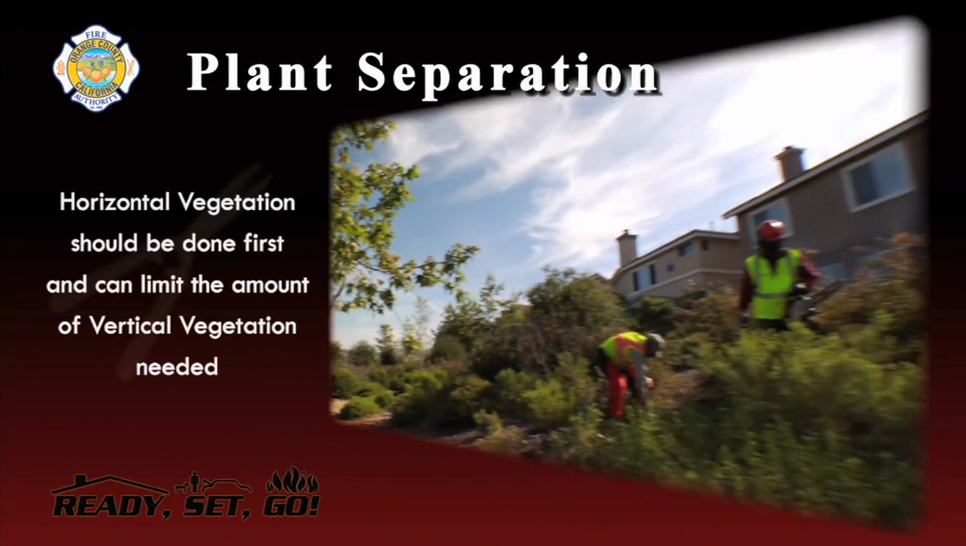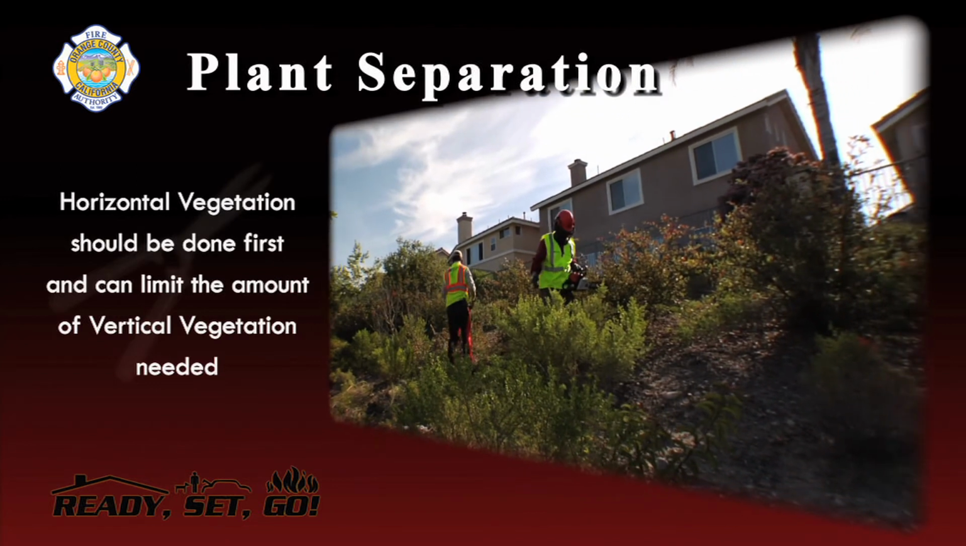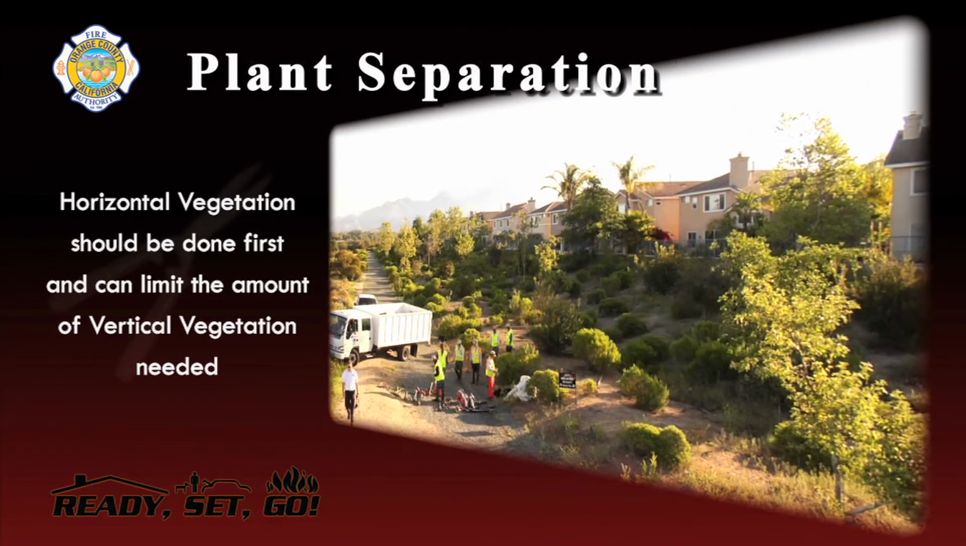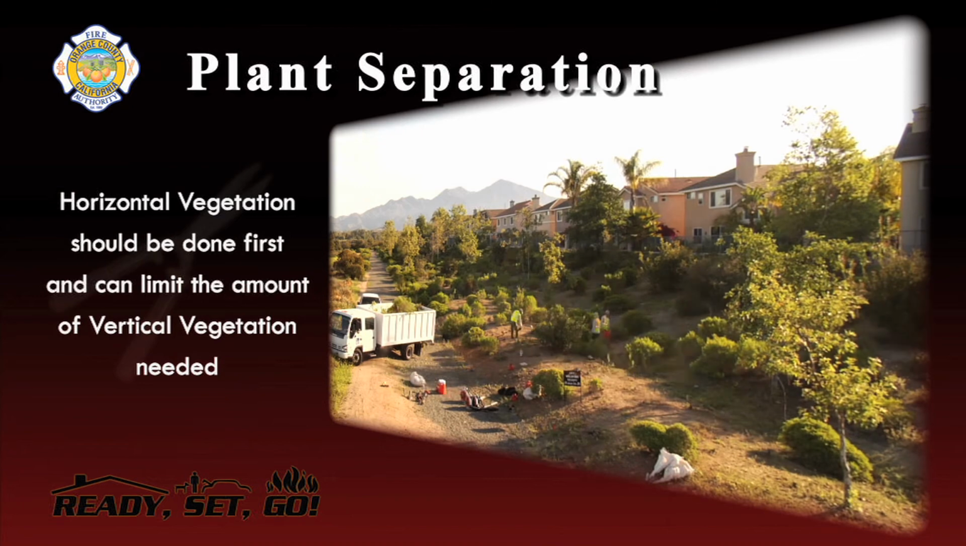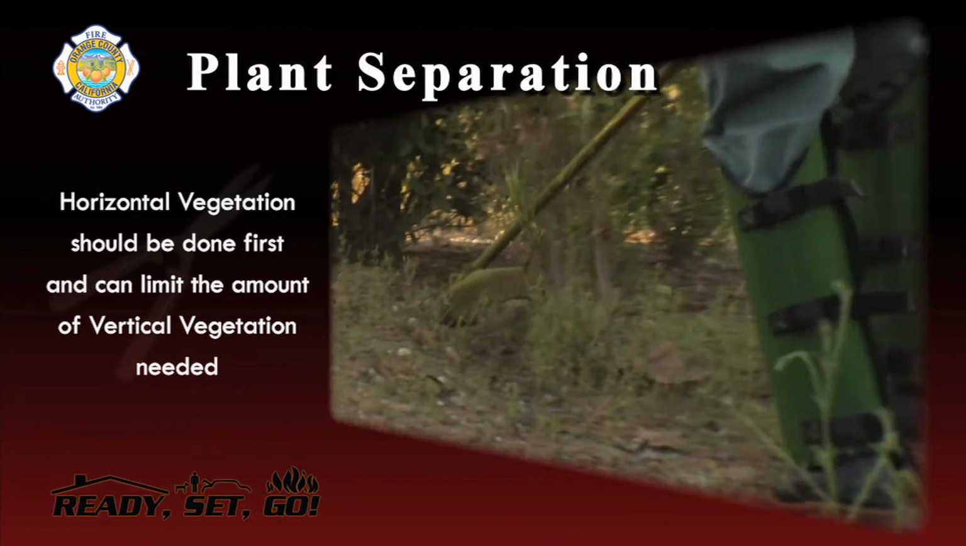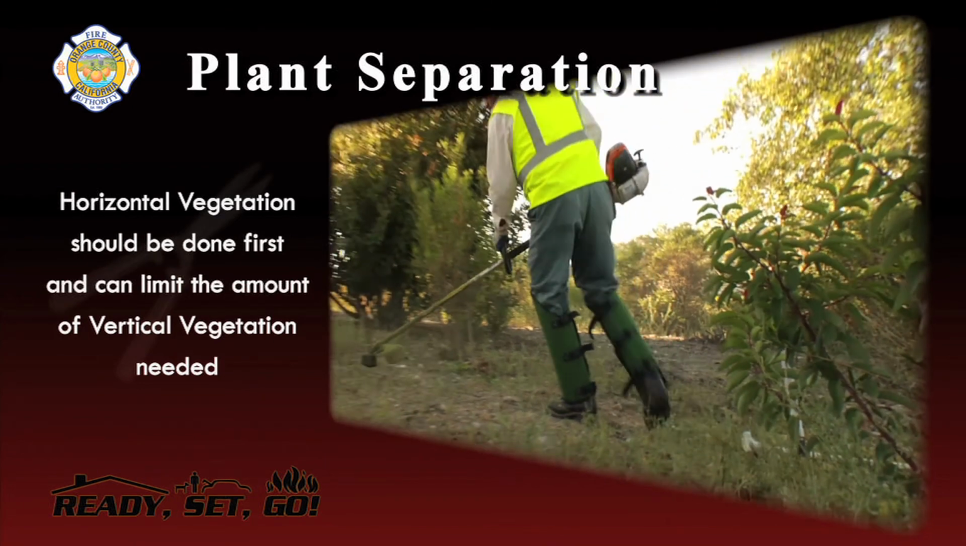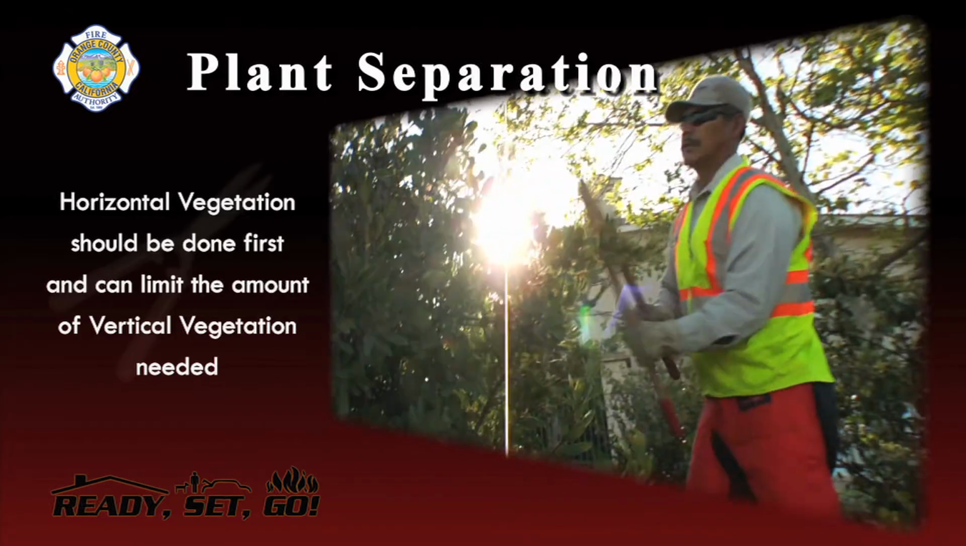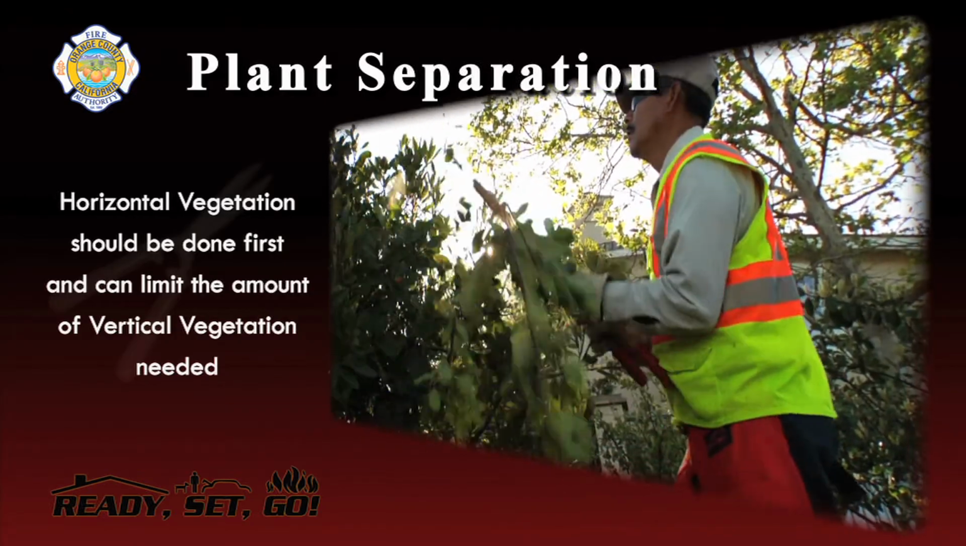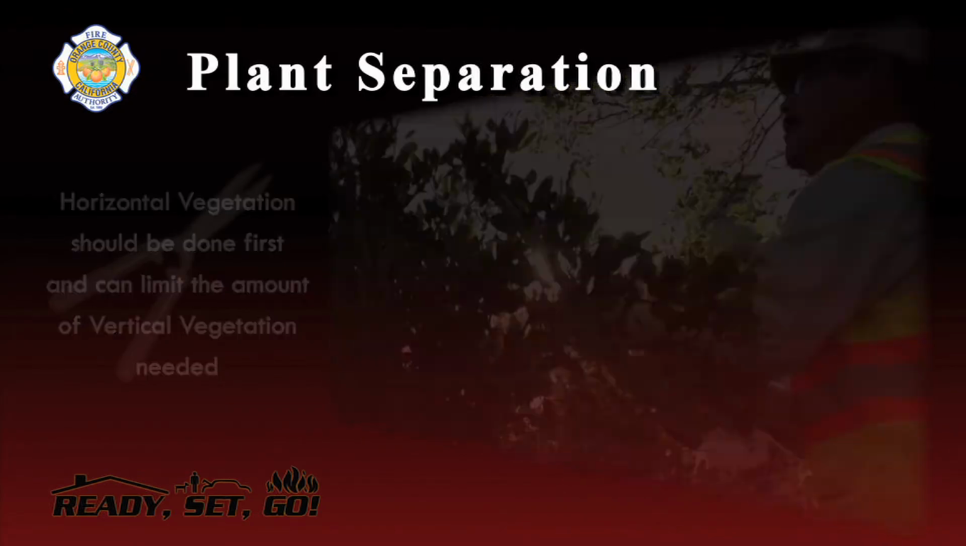Vegetation management should start with horizontal separation. Proper horizontal and vertical separation reduce wildfire spread, but in some cases, separating vegetation horizontally can limit the amount of vertical separation needed to protect your home.